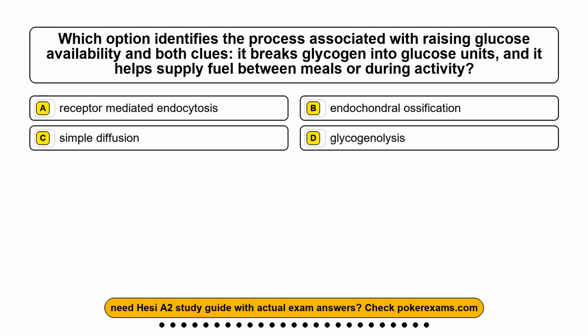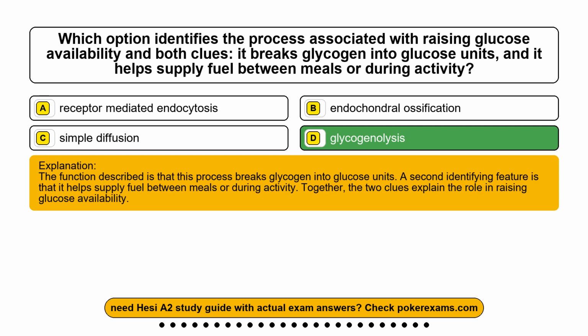Question 3. Which option identifies the process associated with raising glucose availability in both clues? It breaks glycogen into glucose units, and it helps supply fuel between meals or during activity. Option A. Receptor-mediated endocytosis. Option B. Endochondral ossification. Option C. Simple diffusion. Option D. Glycogenolysis. The correct answer is option D.